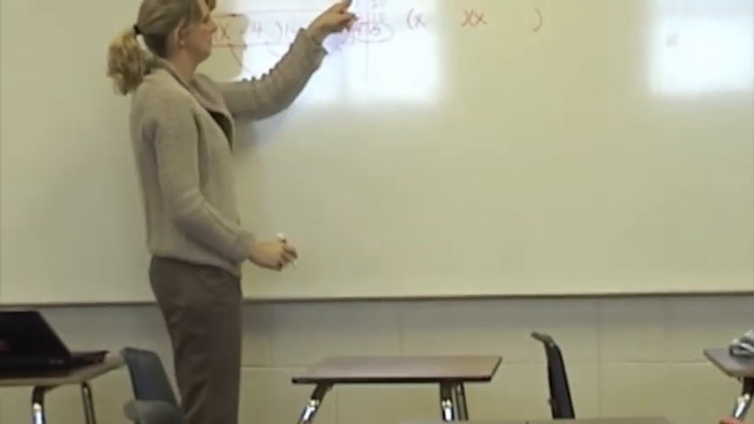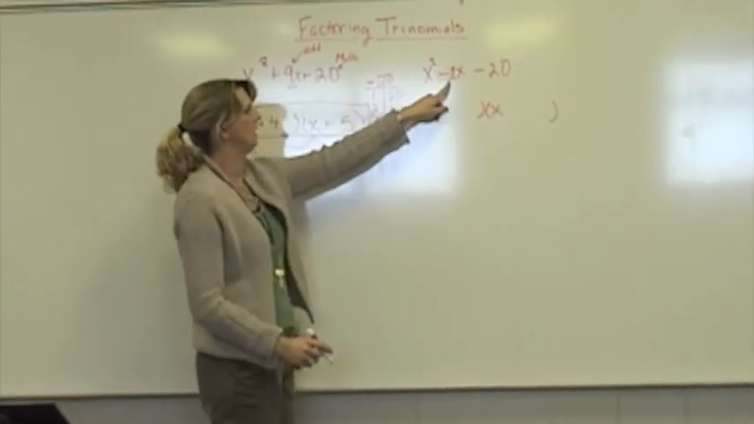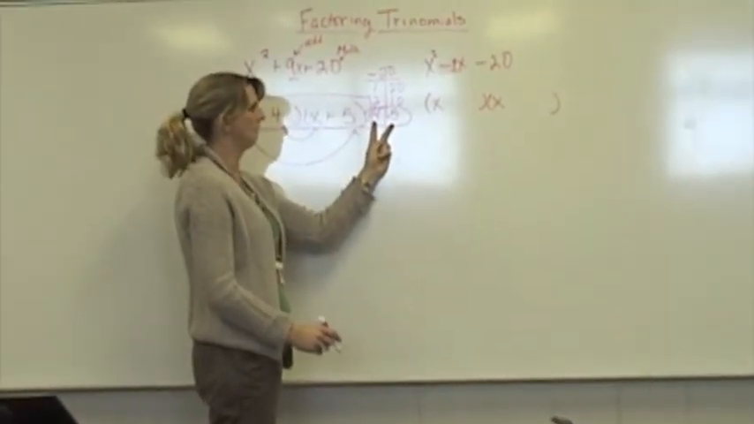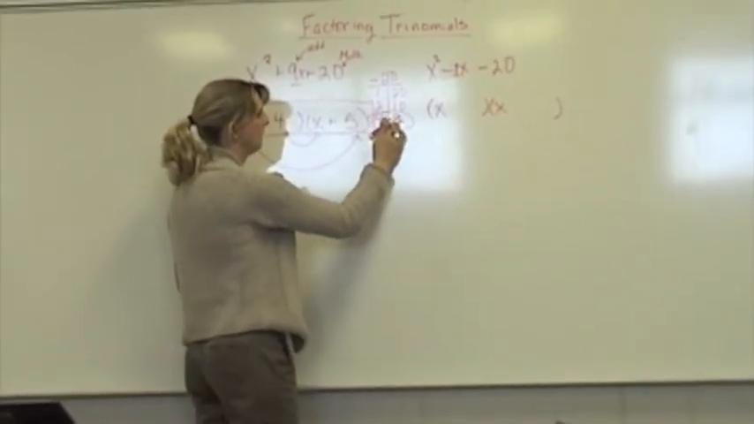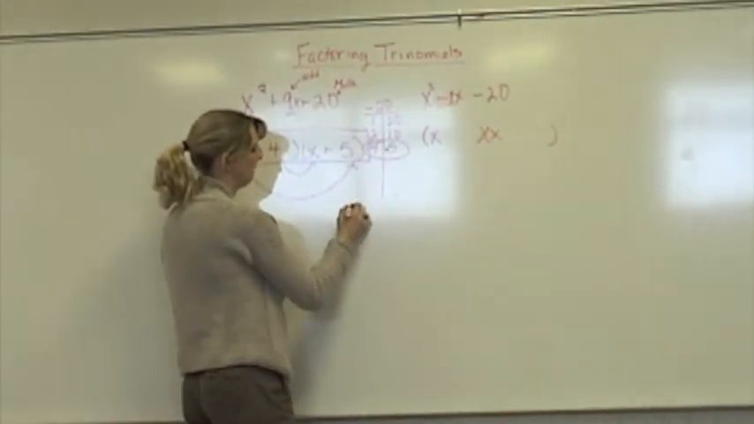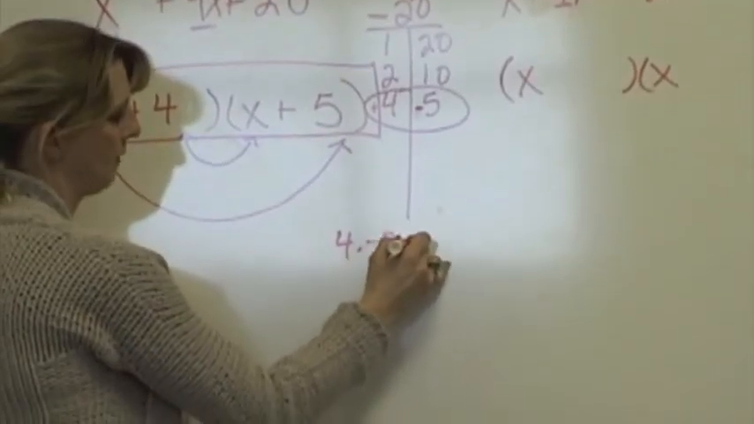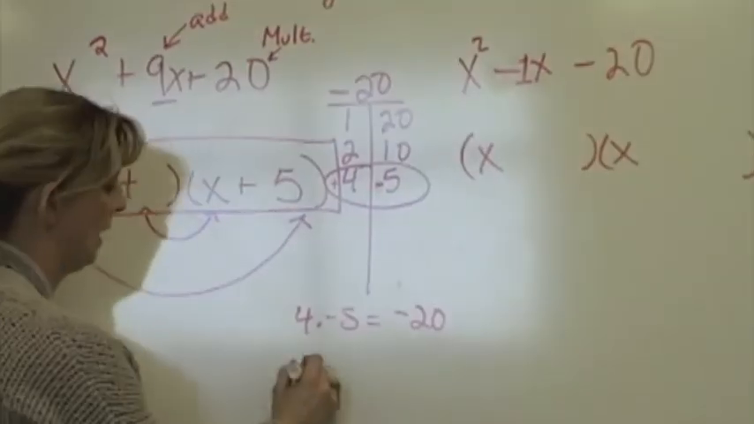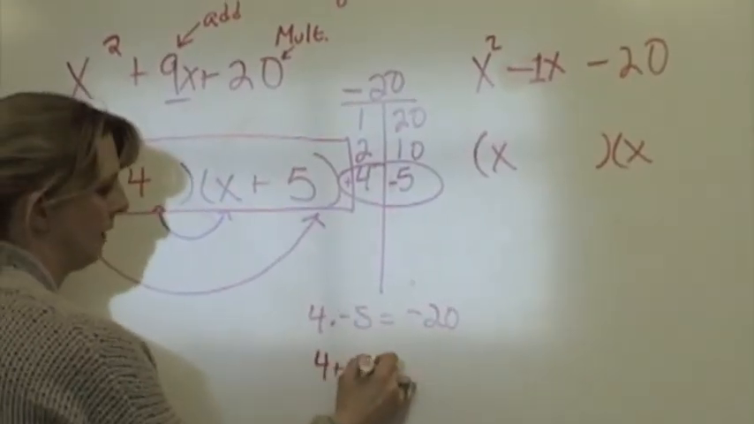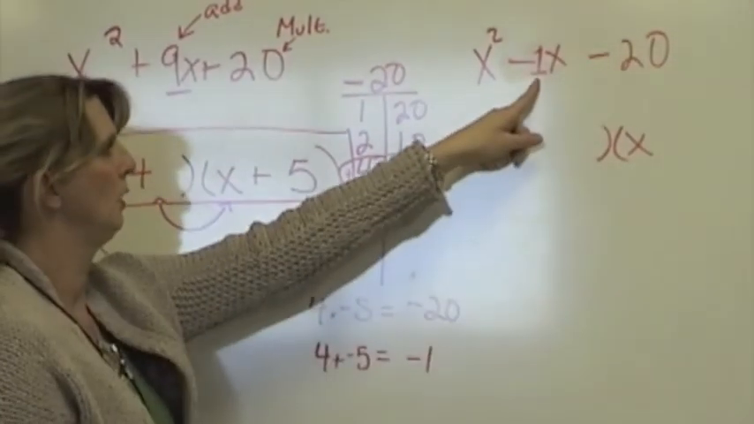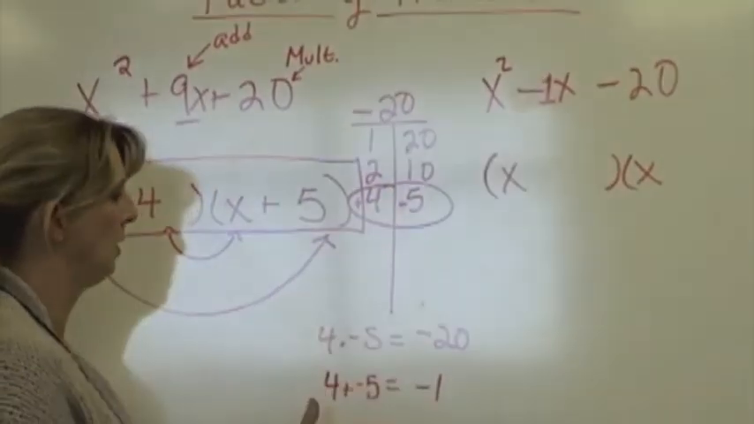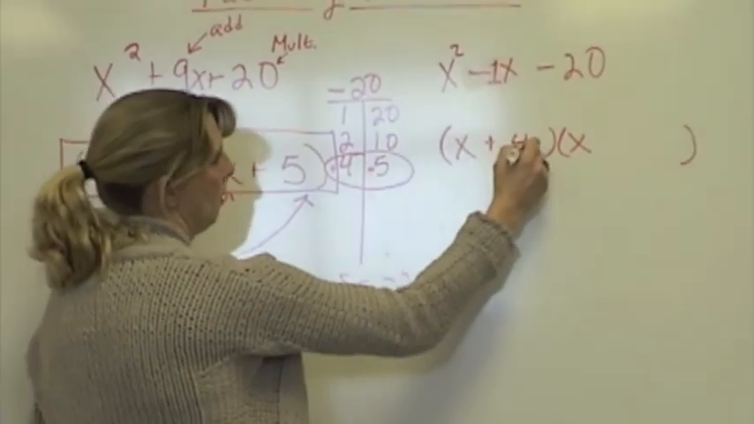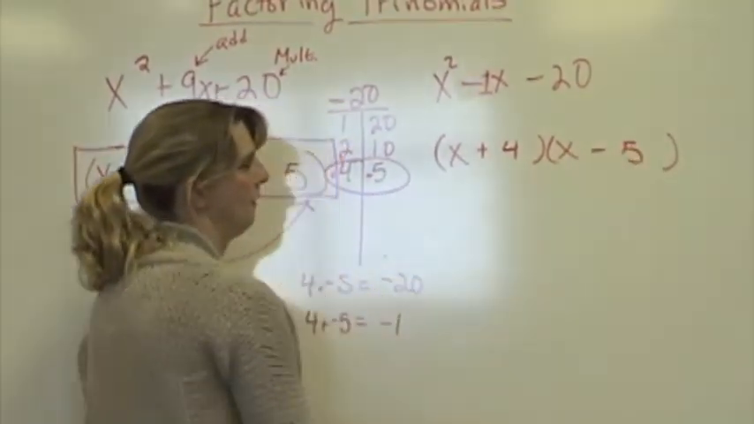I need to make the 20 negative, and I need them to add to be a negative 1. It's still 4 and 5, but this time our 5 needs to be negative, because 4 times negative 5 equals negative 20, which is what I'm looking for, and 4 plus negative 5 equals negative 1, which is what I'm looking for here. So in this case, I need a positive 4 and a negative 5.